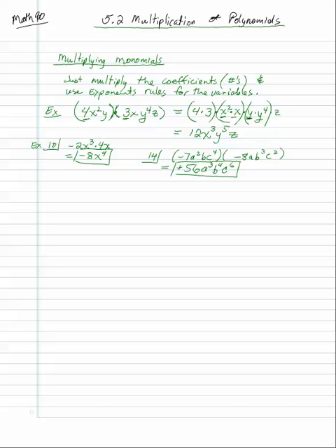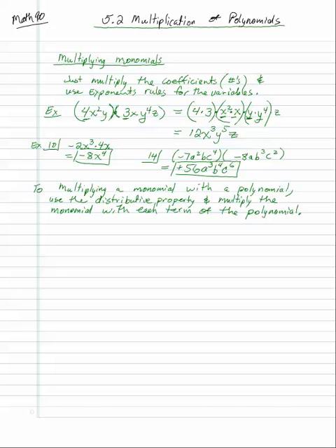Now moving to monomial with a binomial, or I should say with a polynomial. To multiply a monomial with a polynomial, you're going to use the distributive property, and then you just multiply the monomial with each term in the polynomial. So let's look at an example. If I had 3x squared times 4x cubed plus 2x squared minus 7x plus 1, you take that 3x squared and distribute it to each term.